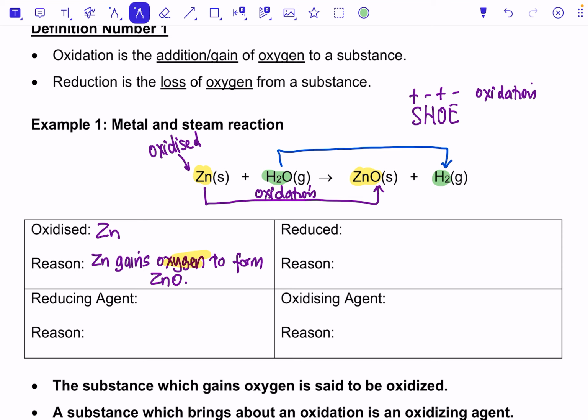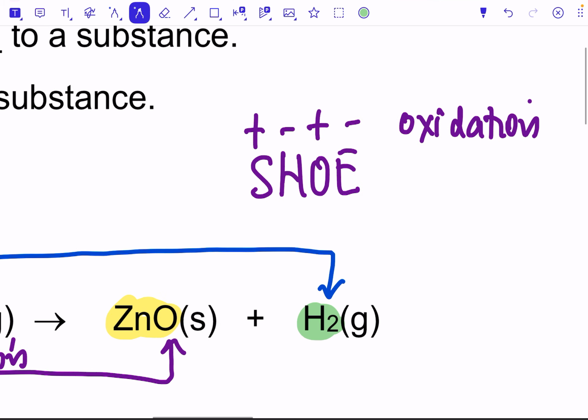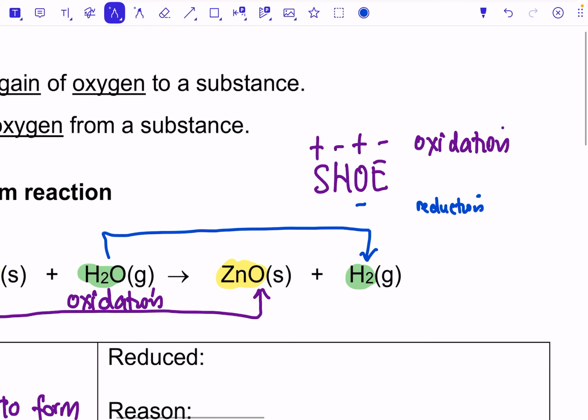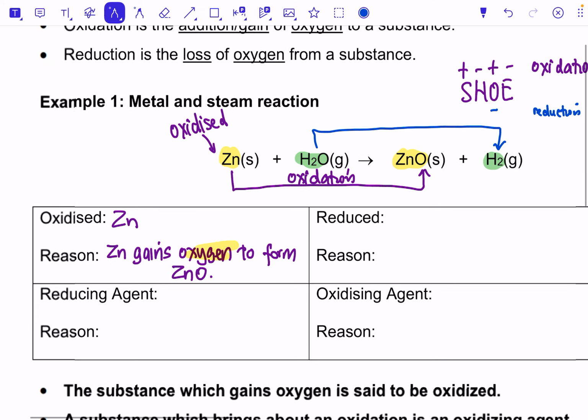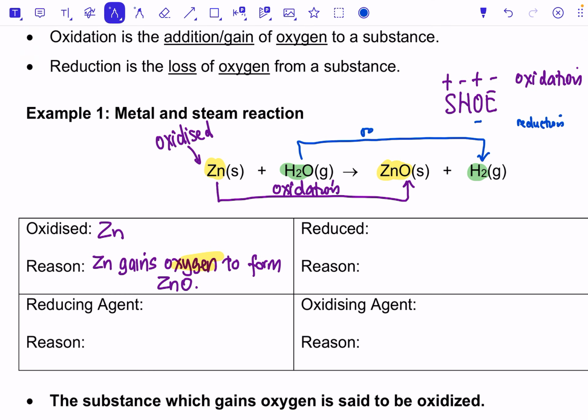Yeah, the oxygen is lost. Correct or not? So you go to the shoe, then you realize there is nothing written about loss of oxygen, but we should know since gain of oxygen is oxidation, loss is the opposite, then it must be reduction. Make sense? No need to memorize one. Just know your shoe plus minus can already. So I'm going to write down reduction over here.